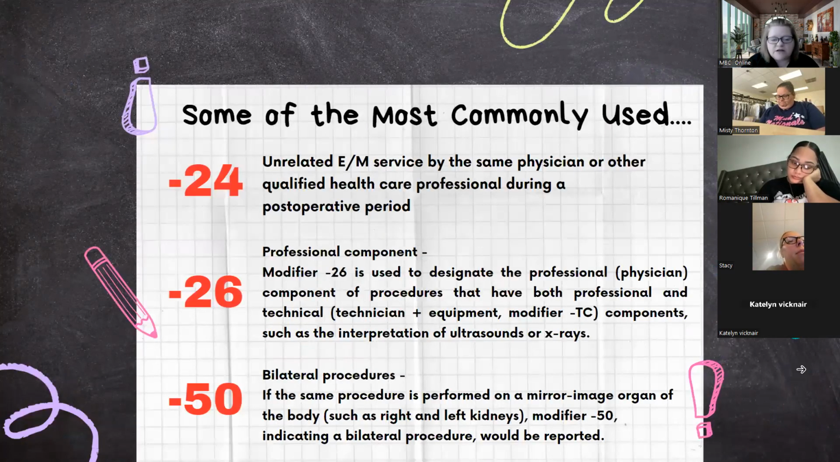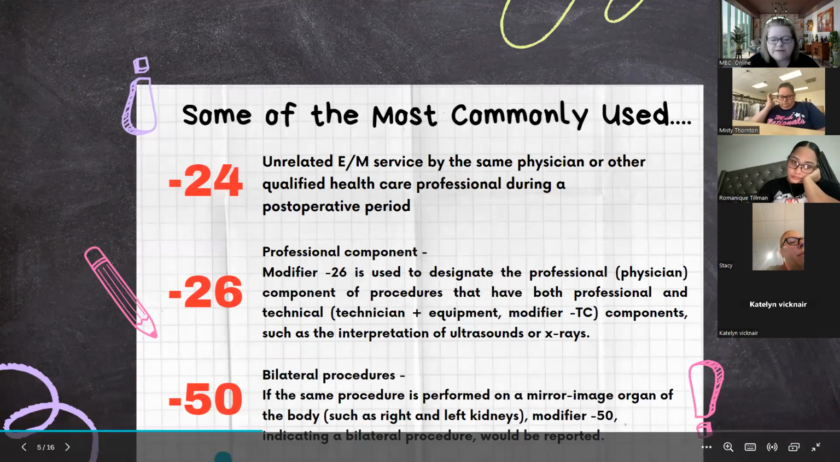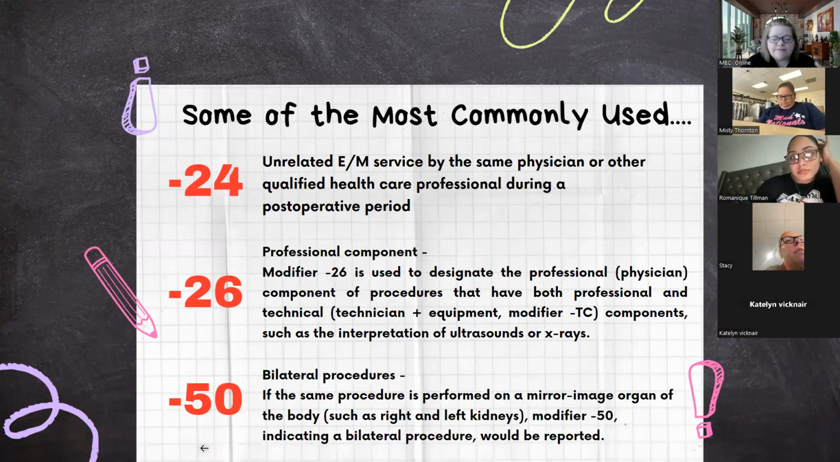All right, so let's talk a little bit about some of the most commonly used. And when I say most commonly used, if you work for a general practice, a general practitioner, a GP, and he sees a range of patients, then you'll see some of these codes. Or if you work for a general surgeon, you'll see some of these codes. All right, so number 24.